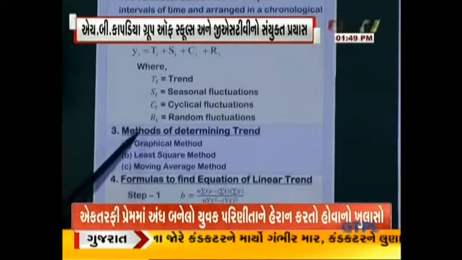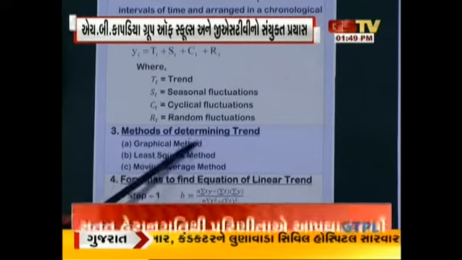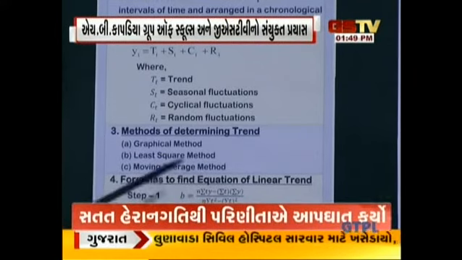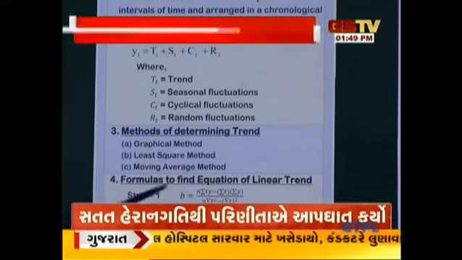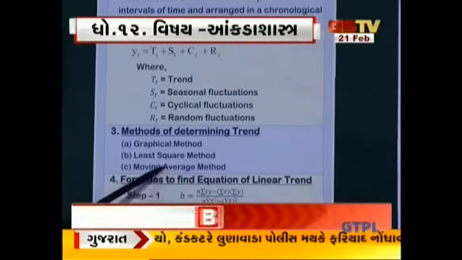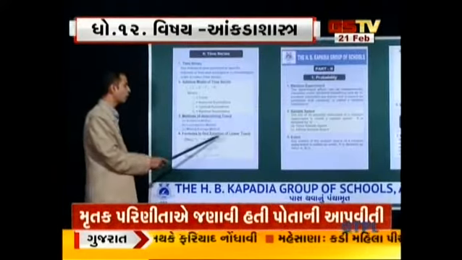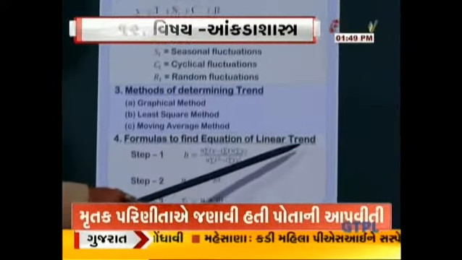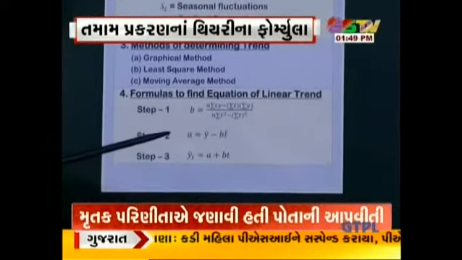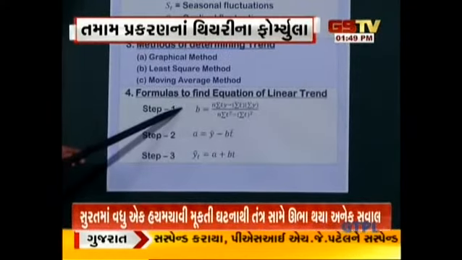Next, methods of determining trend. There are 3 methods to find out the trend of a time series. Number 1, graphical method. Second one, least square method. And third one, moving average method. So now come to the formula to find the equation of linear trend under the least square method. Here again we have to follow 3 steps.